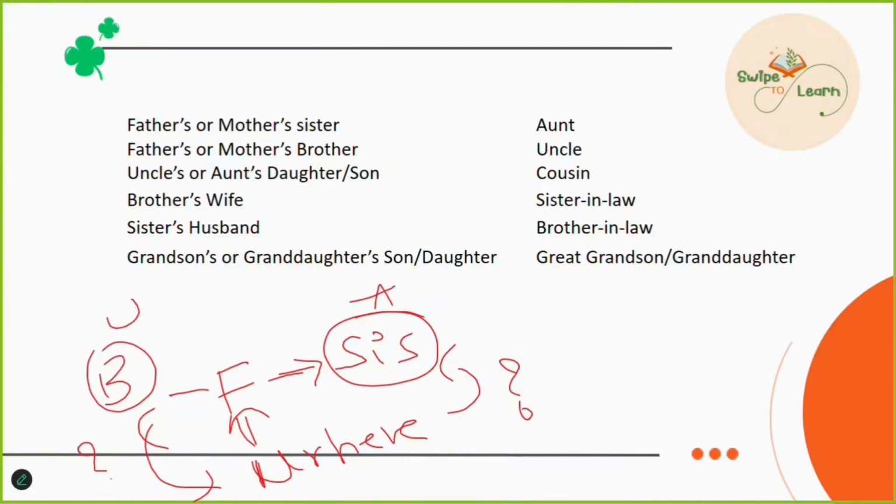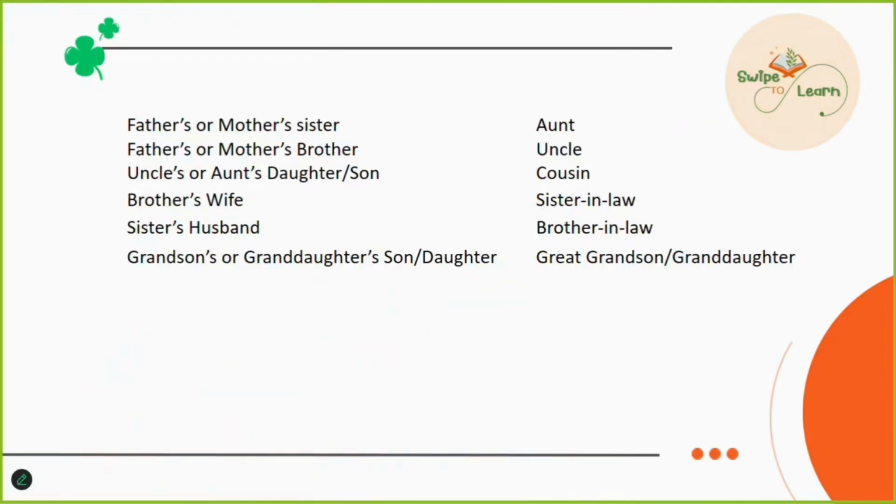Now, this aunt has a son or a daughter. Then what should they be? They will be your cousin. See, if you have a father, that father has a sister, then she will be your aunt. That aunt's son or daughter will be your cousin. Next, if you have a brother, his wife would be your sister-in-law, which we discussed in the previous slide. And if you have a sister, her husband would be your brother-in-law. And the last relation is grandsons or granddaughters.